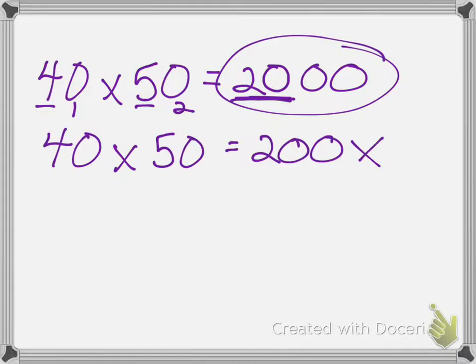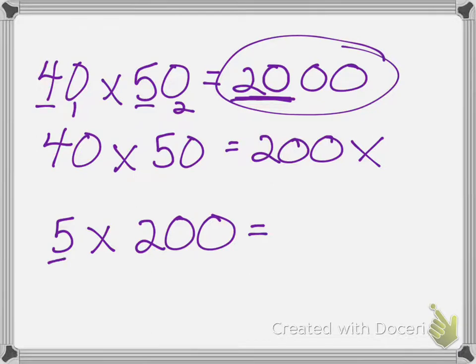Okay, let's try another one that has a bit of a trick on it. I want you to figure out this whole answer yourself. Go ahead. All right, 5 times 2 is 10. Now how many more zeros do we add? 2 more. So 5 times 200 is 1,000.